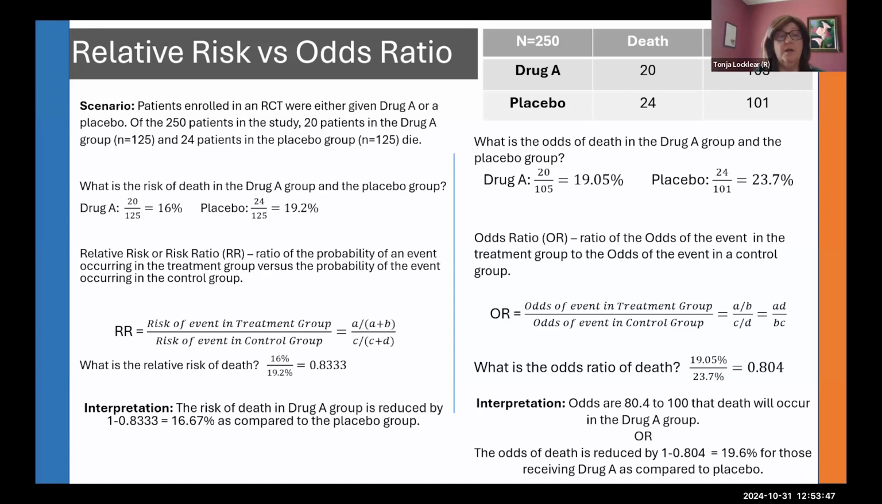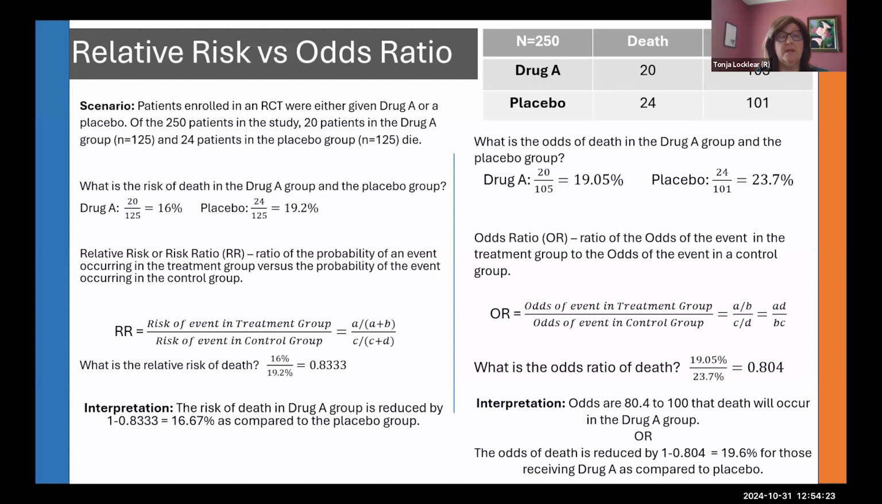A relative risk, or what's called a risk ratio, is where we take the ratio of those two and put them together. We make a fraction out of those two values. The ratio is the probability of the event occurring in the treatment group versus the probability of the event occurring in the control group. So when you do risk ratio, your treatment group risk is on top and your control group risk is on the bottom. We've calculated this to be 16% for drug A and 19.2% for the placebo. That gives us this value of 0.8333.